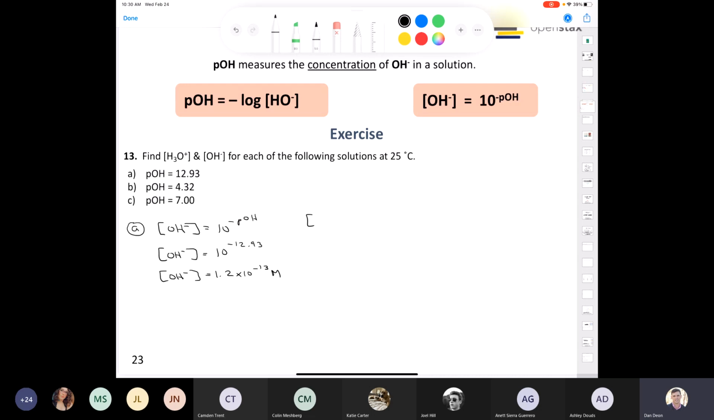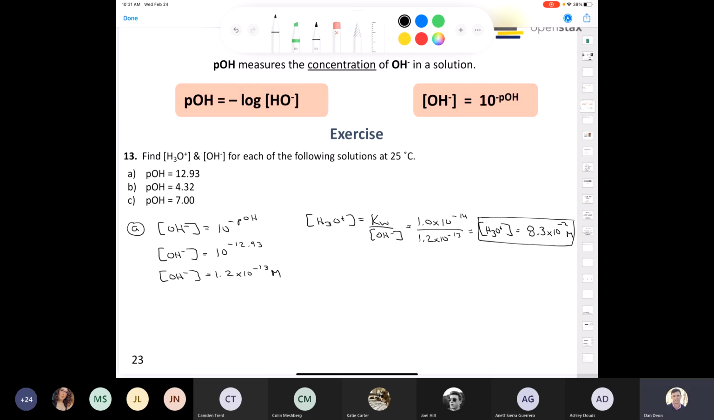And then when I go to work out the concentration of hydronium, it's going to be equal to Kw over the concentration of hydroxide. So that's 1.0 times 10 to the negative 14 divided by 1.2 times 10 to the negative 13. So I get that my concentration of hydronium is equal to 8.3 times 10 to the negative 2 molar.